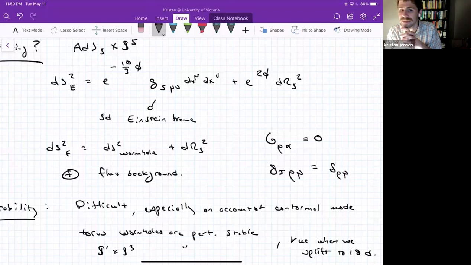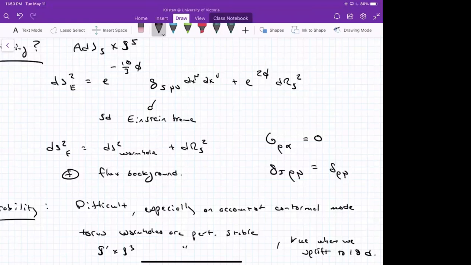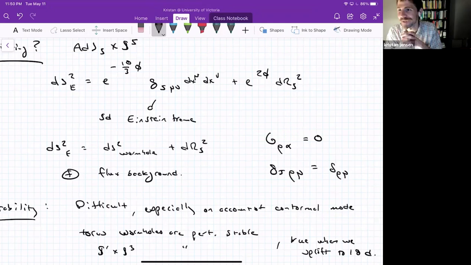So whether or not that's what happens here, it's a nice example. It's hopefully illustrative, but there's a lot to do. I'd say it's far from clear that that's actually what happens in gravity.